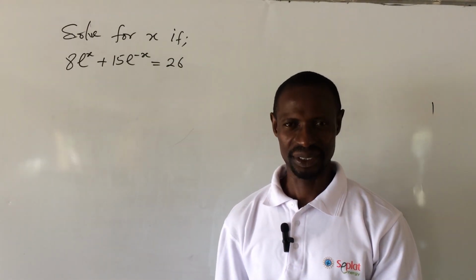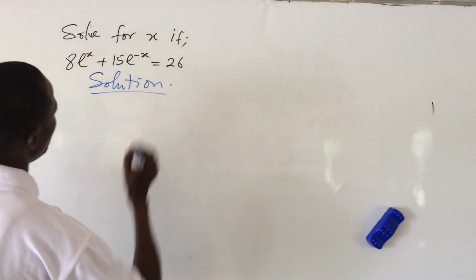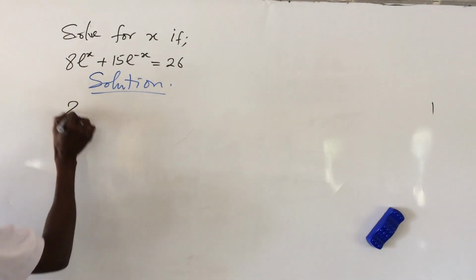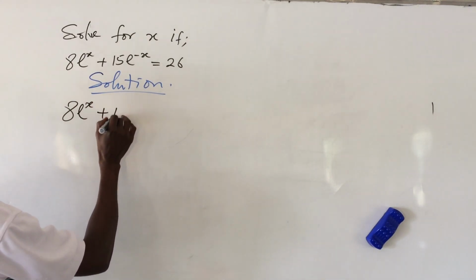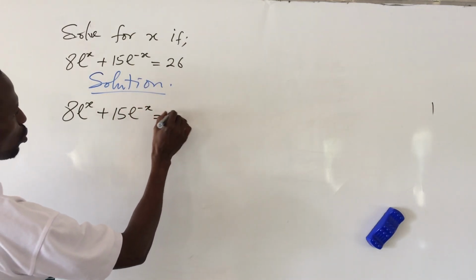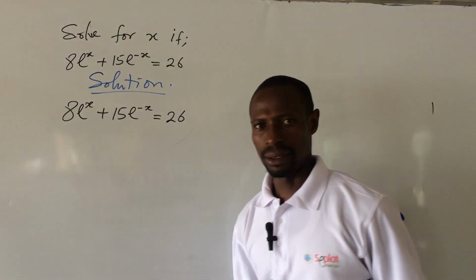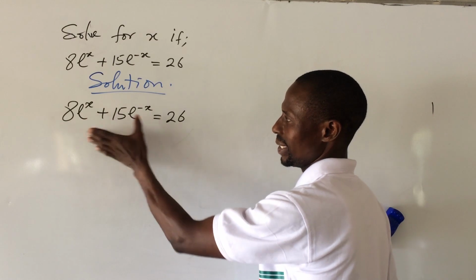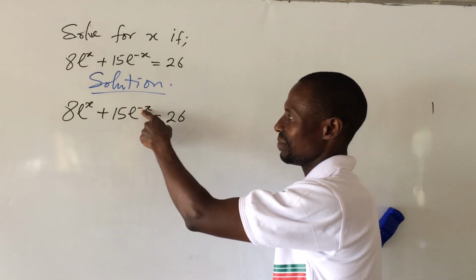Okay, solution. All right, so we write down our exponential equation, which is 8 exponential x plus 15 exponential minus x equal to 26. Now, taking a good look at this may appear simple, but we cannot solve any tail without eliminating this negative sign.